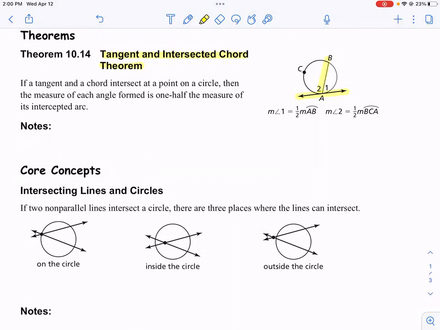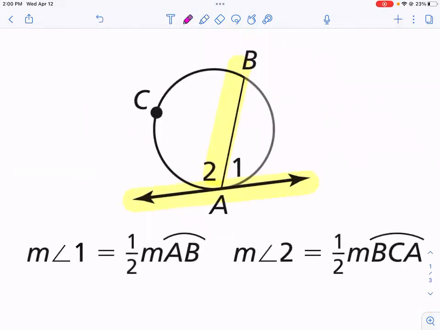And what this theorem says is that the angle formed is half the measure of the arc it's intercepting. So I'm going to zoom in here. If I have a measure for arc AB, then angle 1 is half of it.